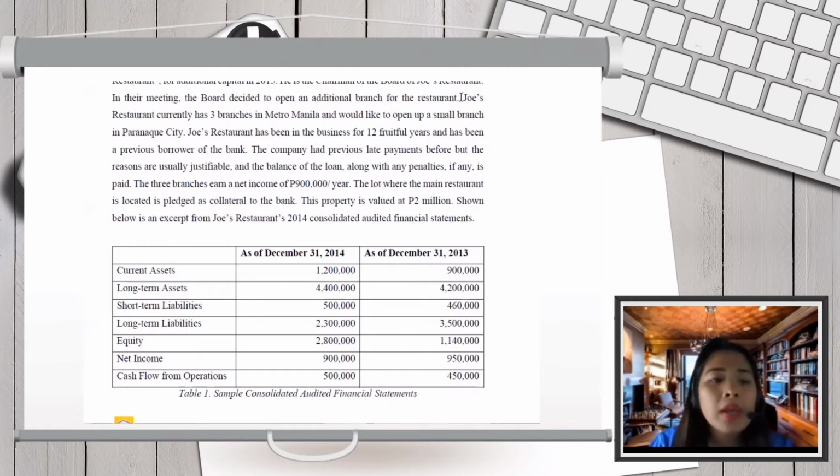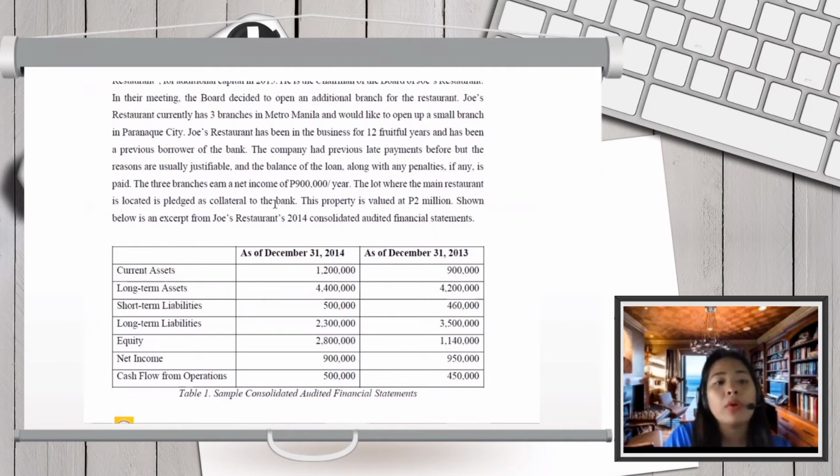Yan, kagaya ng sinabi ko. Joe's Restaurant currently has 3 branches in Metro Manila and would like to open up a small branch in Parañaque City. So Joe's Restaurant has been in the business for 12 fruitful years and has been a previous borrower of the bank. The company had previous late payments before, but the reasons are usually justifiable. And the balance of the loan, along with any penalties, if any, is paid. The 3 branches earn a net income of 900,000 a year. The lot where the main restaurant is located is pledged as a collateral to the bank.